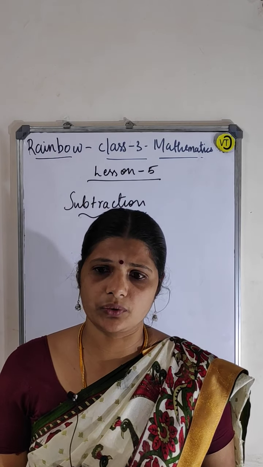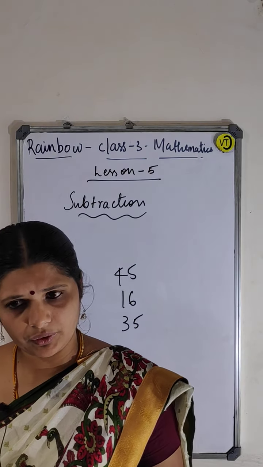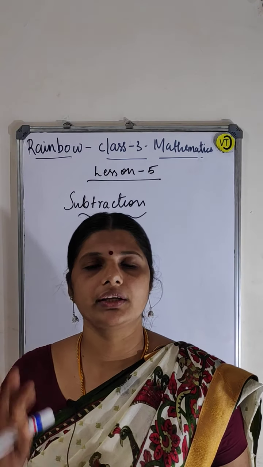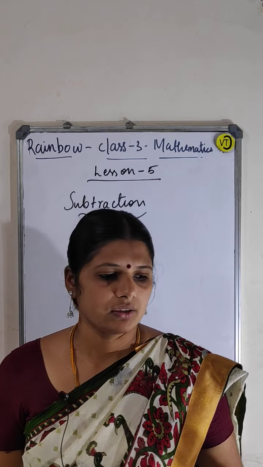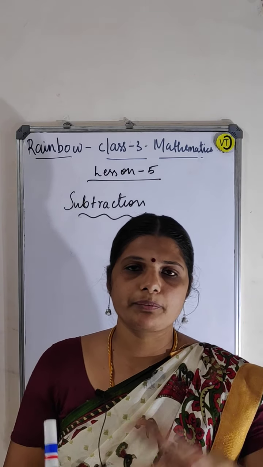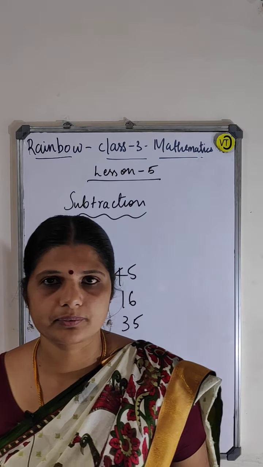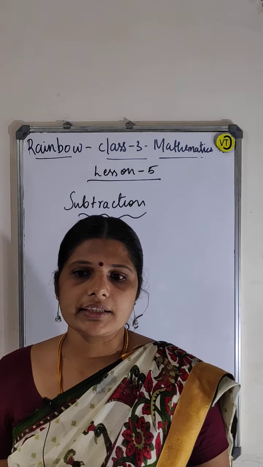1351 minus 0 is equal to 1351 only. 61 minus 0 is 61 only. Okay, so whatever number you subtract 0 from, the answer will be the same number. So that is the first property.